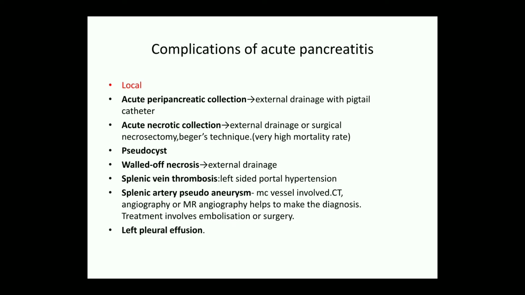Splenic vein thrombosis is one of the local complications in acute pancreatitis, and it can lead to left-sided portal hypertension. Then we have to go for splenectomy. Then there is splenic artery pseudoaneurysm, and splenic artery is the most common vessel involved. So CT angiography or MR angiography helps to make the diagnosis of the splenic artery pseudoaneurysm. Treatment will be embolization or surgery, and this splenic artery is the most common visceral artery aneurysm as well, and there is also pleural effusion on the left side.